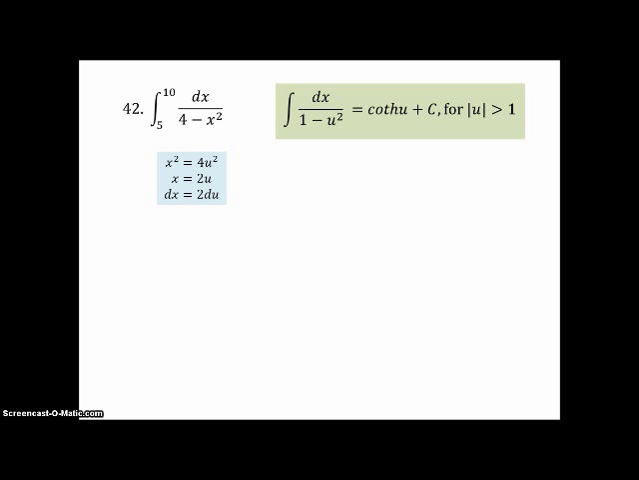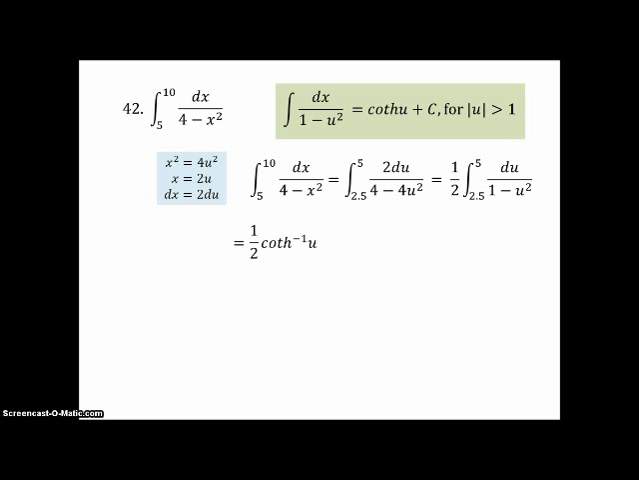So now we need to rewrite it. We want x to equal 4u squared, so we can get that 4 out of there. And then x is 2u, dx is 2du. So substituting, we get 2du for dx, and we substitute 4u squared for x squared. And then you have to change the indices because u is a half of what x was. And then factor out the 4 and reduce the 2/4 to 1/2. And then that equals 1/2 hyperbolic cotangent of u from 2.5 to 5.